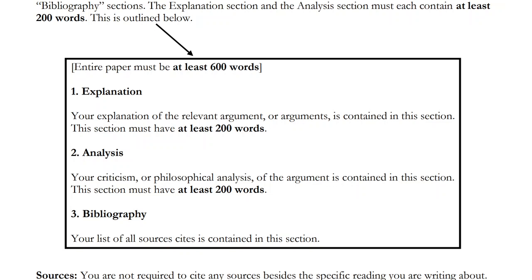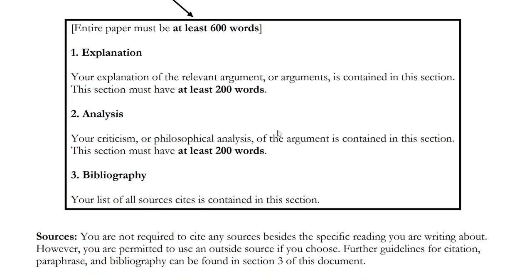The reason I do this is just to prevent papers where, for instance, students will spend 550 words explaining the argument and then barely have anything in their analysis section, where they're not really giving much thought to criticizing the argument. So I want some level of balance, so at least 200 words in each section. But again, you can certainly go above and beyond that. There's no ceiling, as it were, to the amount of words. Okay, so the paper should be formatted like that.